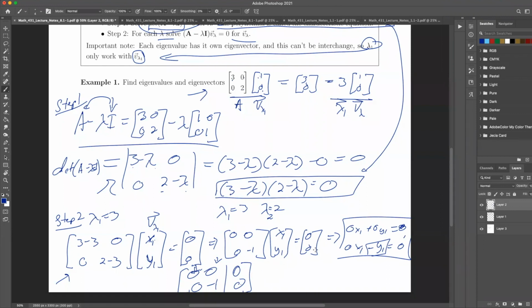So I'm just going to choose. x1 here is free, and so I'm just going to choose it to be 1.